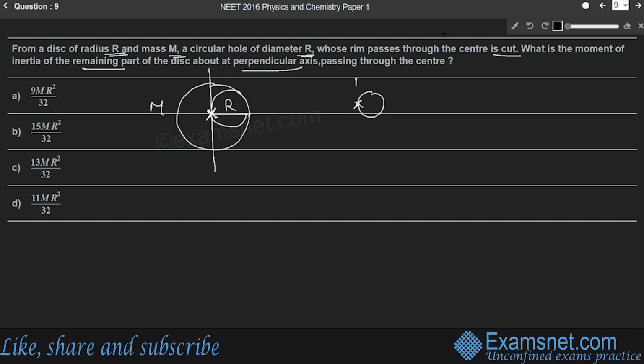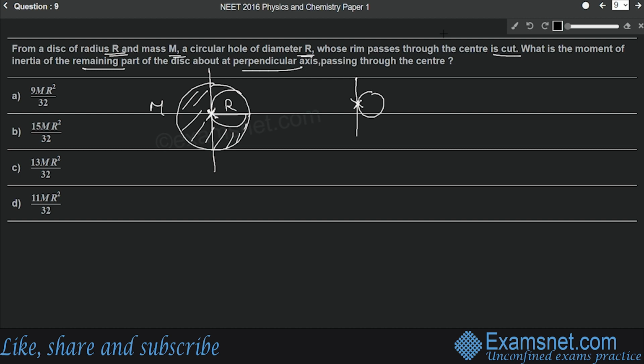Okay. Can you compare? So we have to use the same axis. First we'll find the moment of inertia of the main disk about this axis, then the moment of inertia of the removed part about this same axis, and then we'll find the difference to get the moment of inertia of the remaining part, that is this shaded portion.